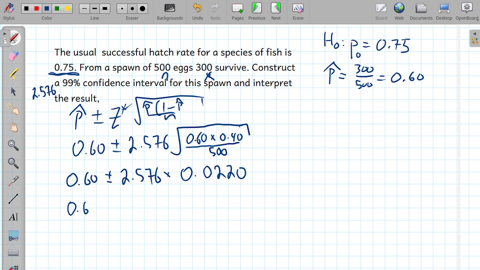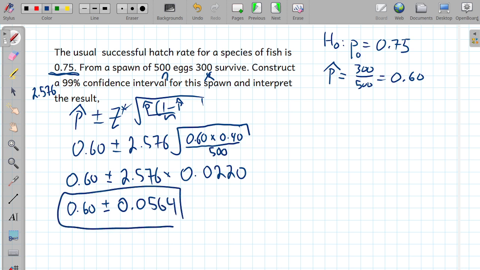And 0.6 plus and minus. Now we'll have the margin of error. When we multiply that by 2.576, we get 0.0564. So this is one result. The estimate is 60% with a margin of error of 5 2/3 percentage points.